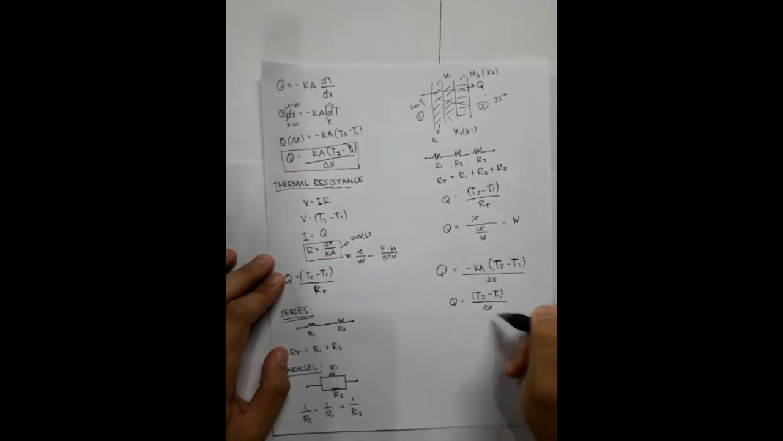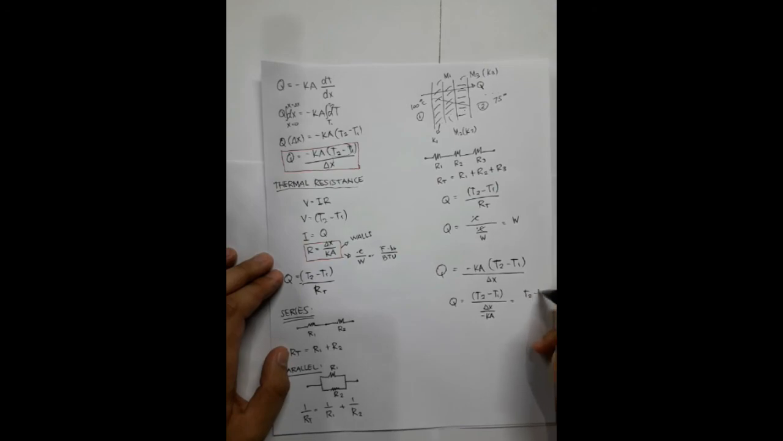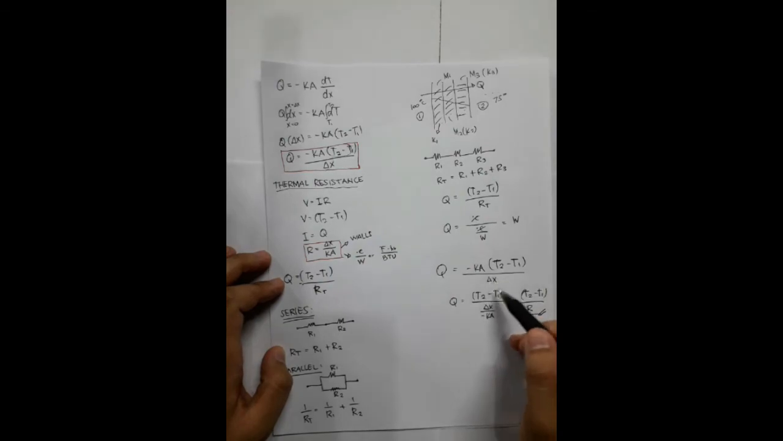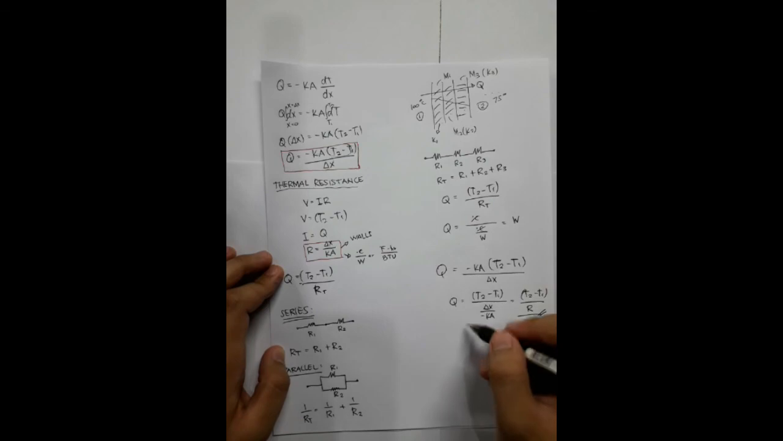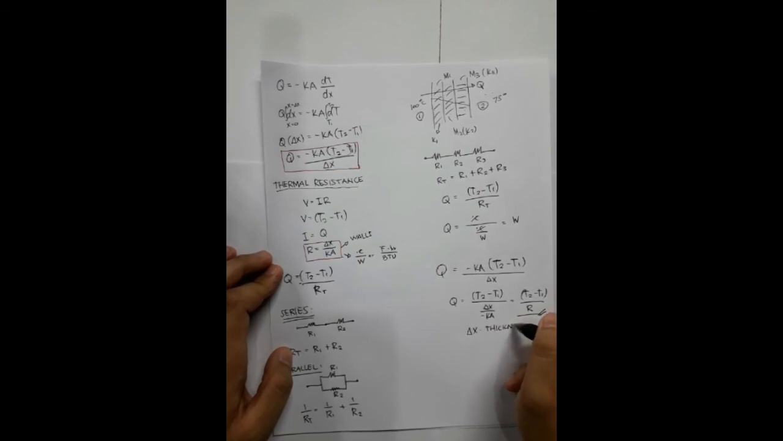Ayan po. Pakita natin kung paano naging or nakuha yung thermal resistance. So, ayan. So, baka malito yung iba, delta X or minsan L yung ginagamit lang. Delta X is for thickness ng wall or yung material.